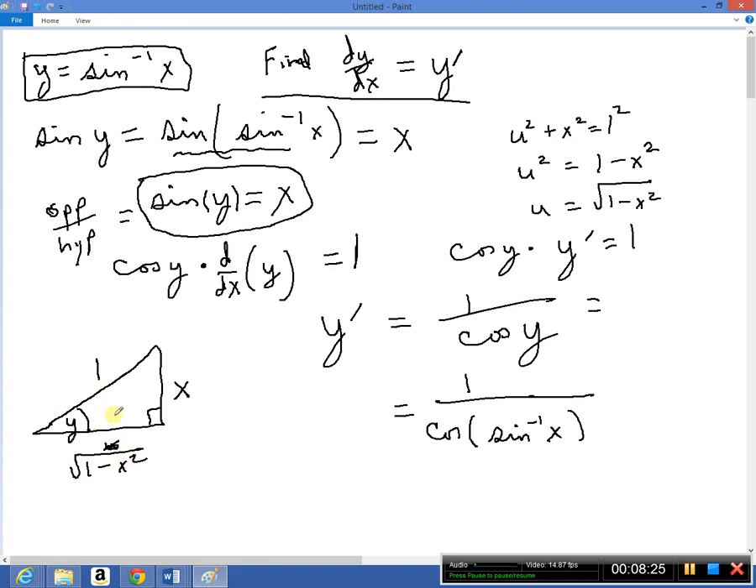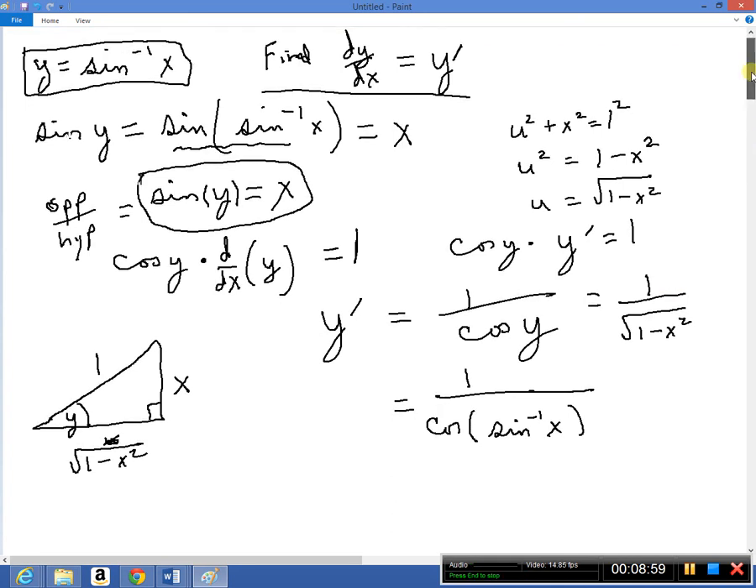Cosine is adjacent over hypotenuse, just like sine is opposite over hypotenuse. Cosine is adjacent over hypotenuse. So cosine is just the square root of 1 minus x squared. So this becomes 1 over the square root of 1 minus x squared. And that is the derivative of the inverse sine. The derivative of the inverse sine of x is 1 over the square root of 1 minus x squared. And this expression does come up a lot.